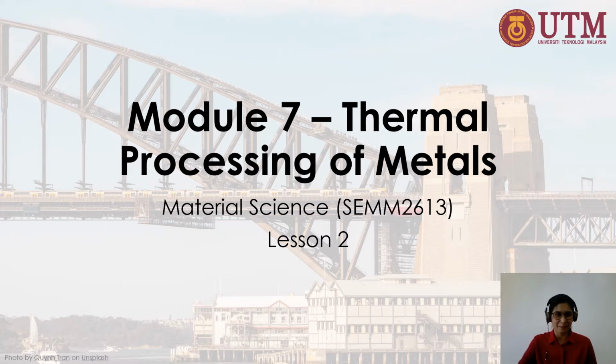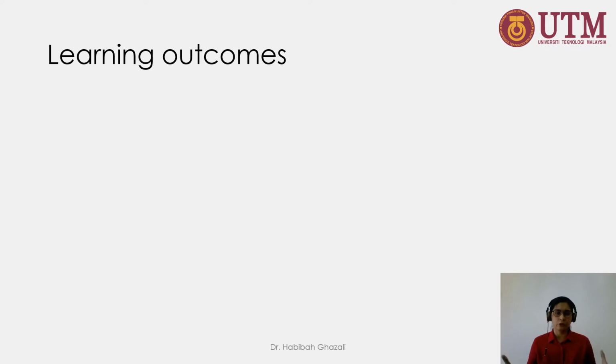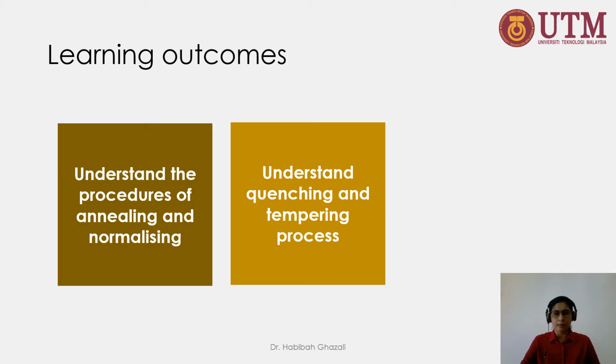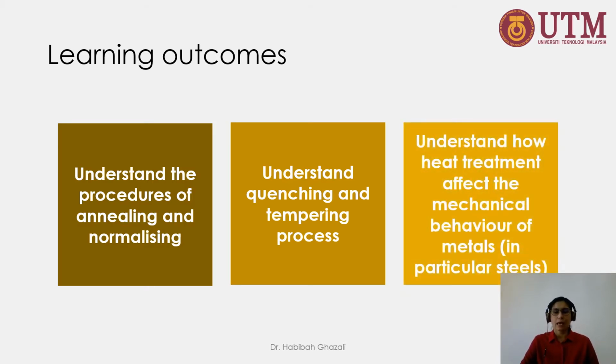So let's get started. There are different types of heat treatment that can be conducted on any metals to change its behavior. In this lesson, we're going to look into several. Specifically, we're going to focus on how we can change the behavior of steel. By the end of this lesson, I hope you will be able to understand different procedures of heat treatment, such as annealing and normalising. You will be able to understand what the quenching and tempering process is, and how heat treatment can affect the mechanical behavior of metals, and in particular steels.